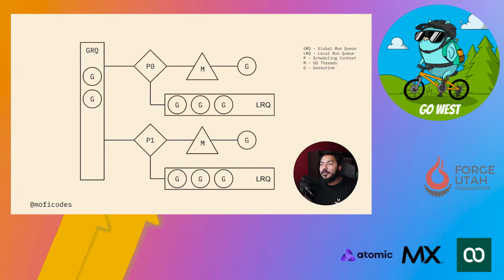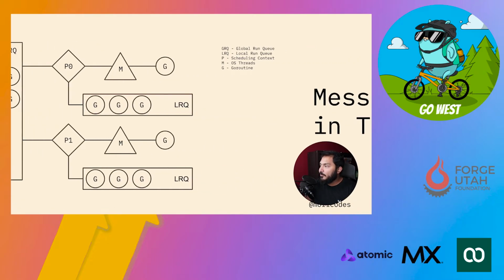We also have a global run queue where we have a bunch of Gs. Gs are the Go routines that we're trying to execute. For each P, we also have a local run queue where we have a bunch of other Go routines waiting. M is an operating system thread, so we are using a single thread per scheduling context, but with that single thread we can now schedule multiple Go routines by using the local run queue. If the local run queue ever runs out, it can get work from the global run queue.